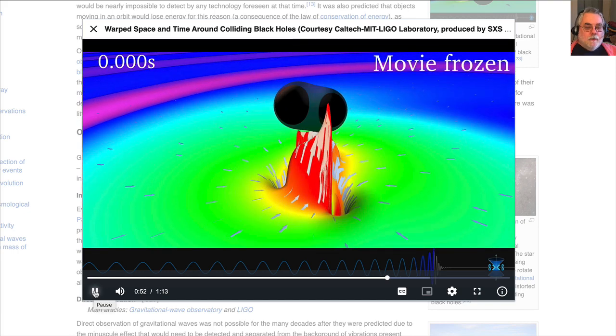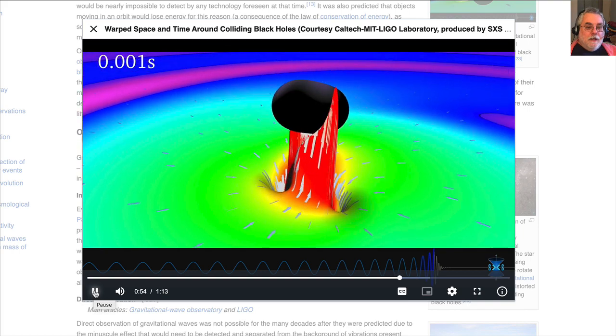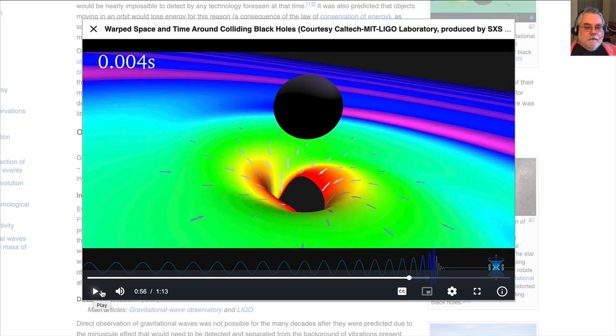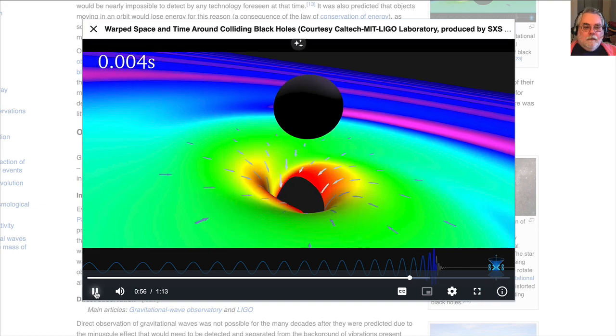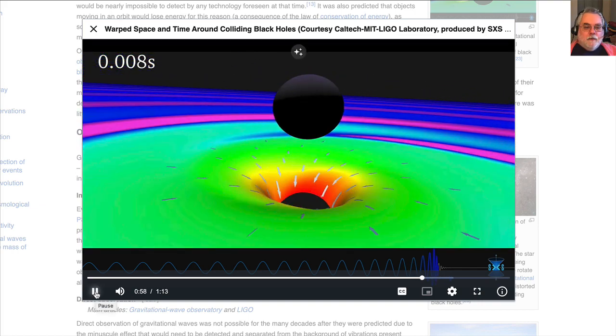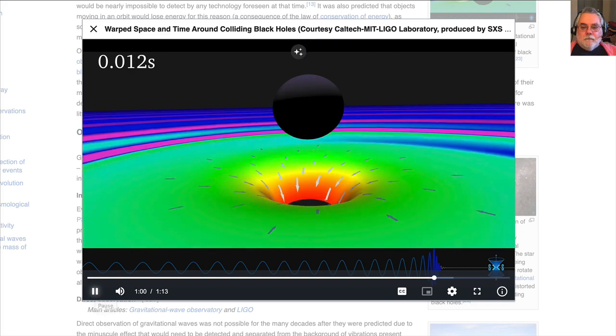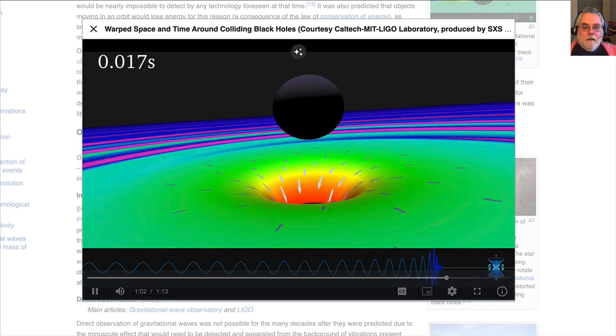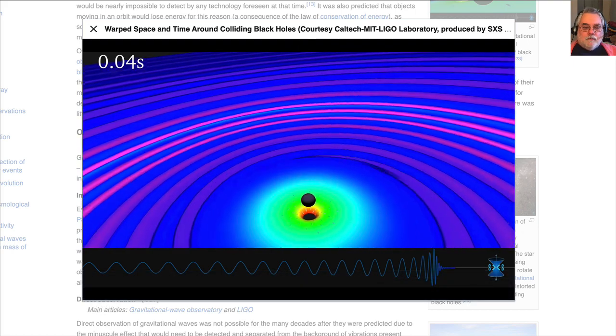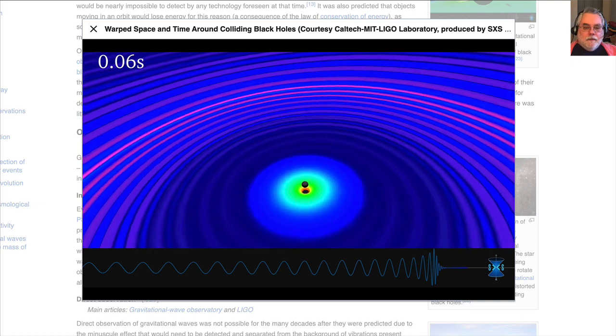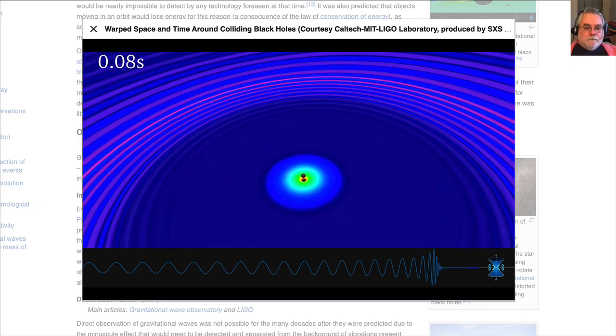Now the animation is frozen. Now the black holes have merged. And in a few milliseconds, the merged black hole is rapidly settling down to be spherically symmetrical.